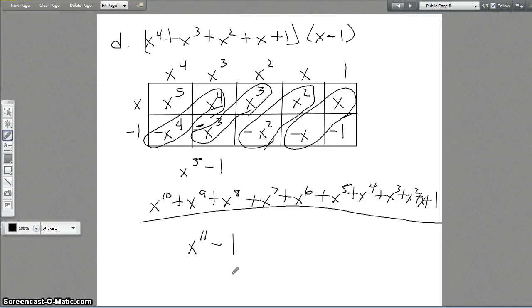Now the pattern you're going to get is probably going to be different because you are going to be given polynomials that you multiply by x plus 1, not x minus 1. So your answer for part D is part E, is probably going to be different. This is part E down here. So work through all these problems. This is for chapter 9, lesson 5.